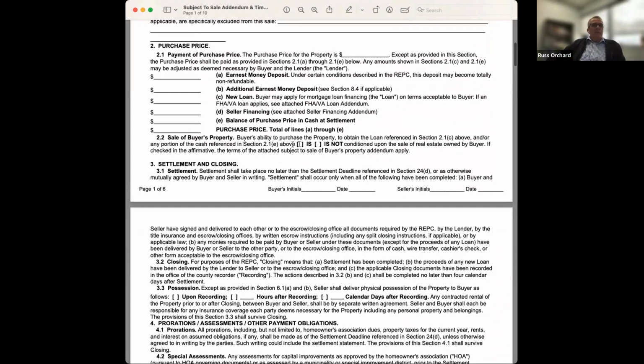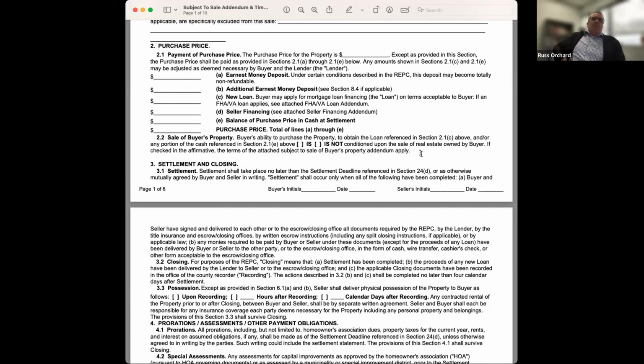So the buyer's ability to purchase the property, to obtain the loan referenced in 2.1C above and/or any portion of the cash referenced in 2.1E above. So what that's saying is just what they've put up here in 2.1C for the new loan and 2.1E, the balance of purchase price in cash. If any part of that is conditioned upon the sale of the real estate owned by the buyer, then you have to use the subject to the sale of the buyer's property addendum.